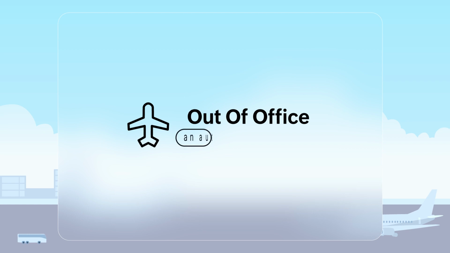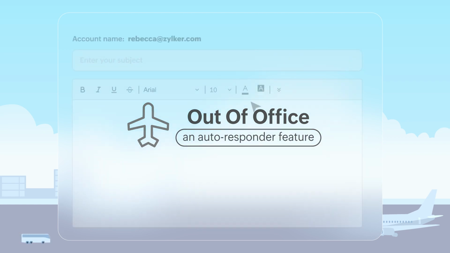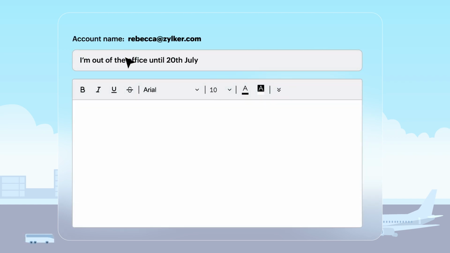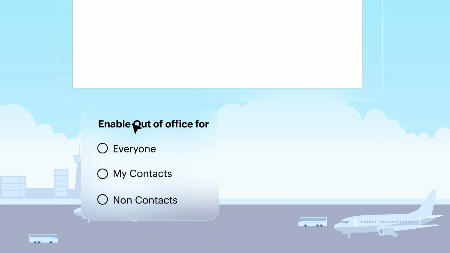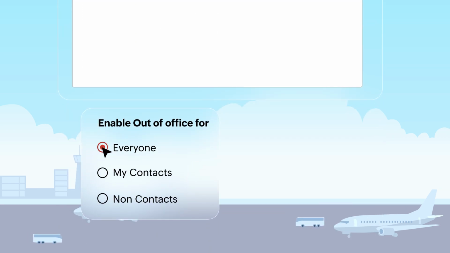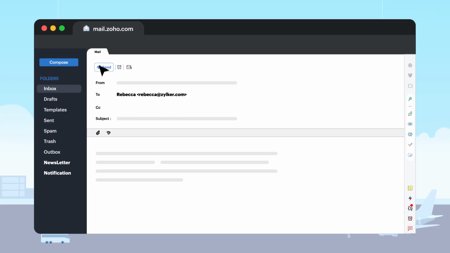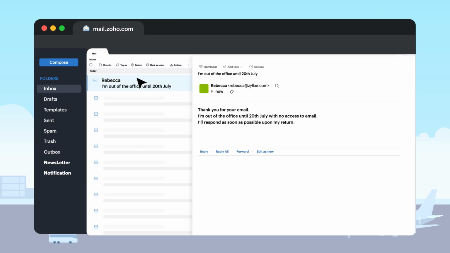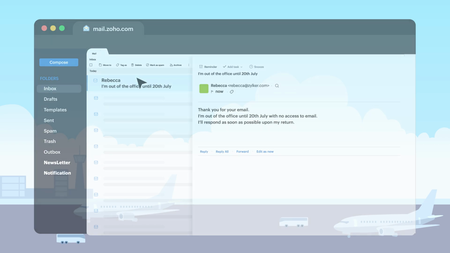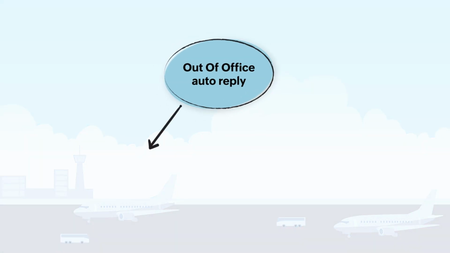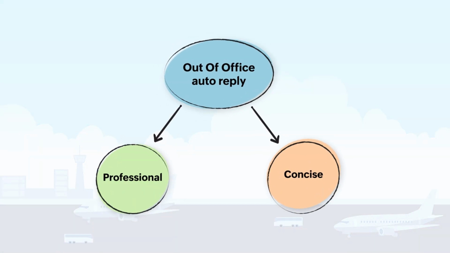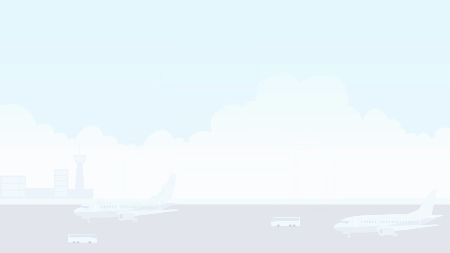Out of Office, an autoresponder feature, enables you to customize a message that will be automatically sent to everyone who emails you when you're away from work. Setting this up informs the sender that you've received the email and gives a proper explanation of why you can't respond right away. It's important to ensure that the reply is professional and concise and conveys the following points.